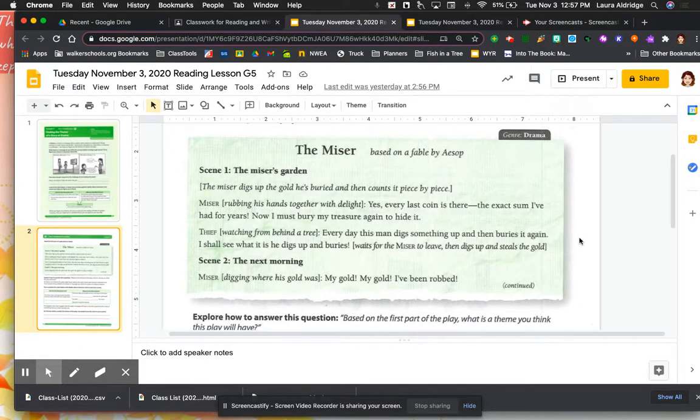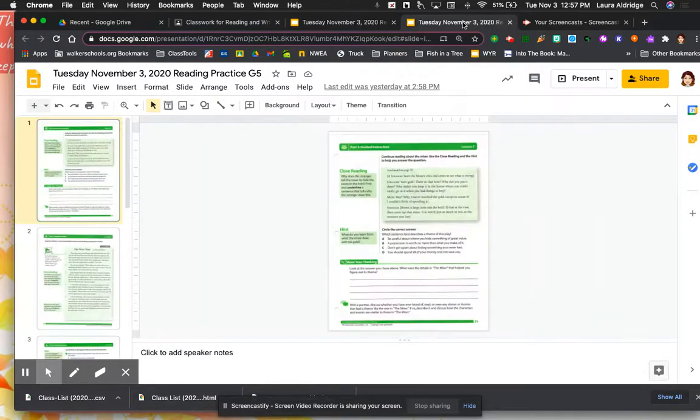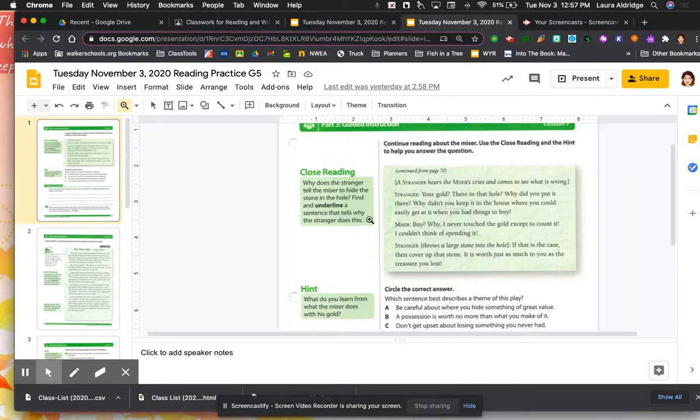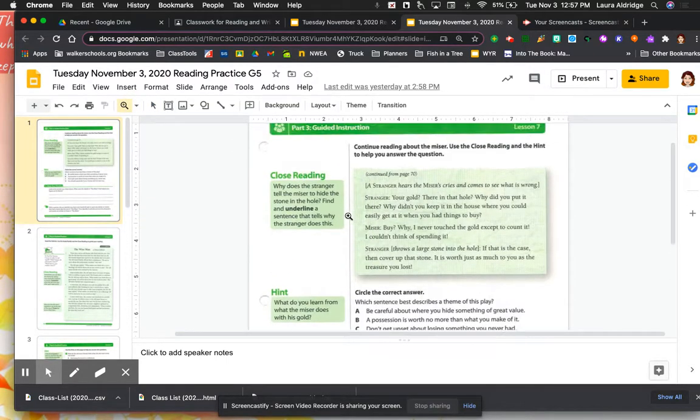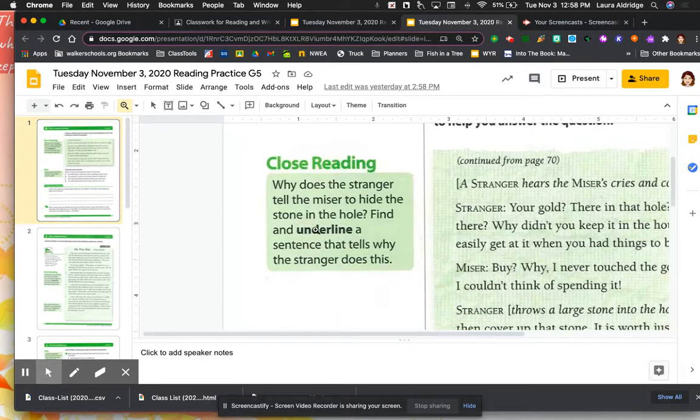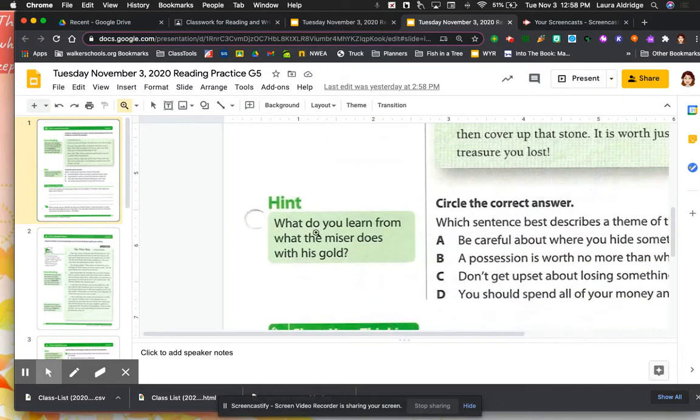So the next thing that you are going to do today is open up your reading assignment for yourself. And this is going to be found in your reading topic in your Google Classroom. And you're going to continue reading what happens with the miser. There's a stranger who hears the miser, and you're going to need to figure out what sentence best describes the theme of the play. Now, this is really cool because right here in your tips, you have some hints that are going to help you answer these questions.